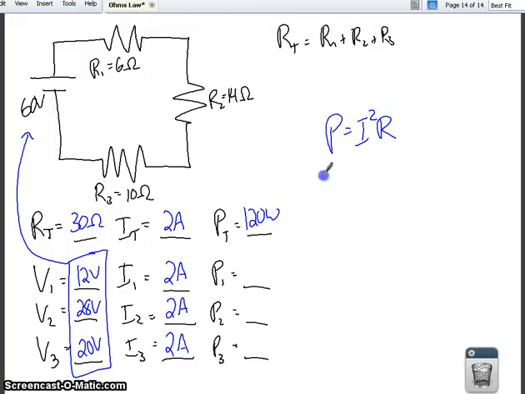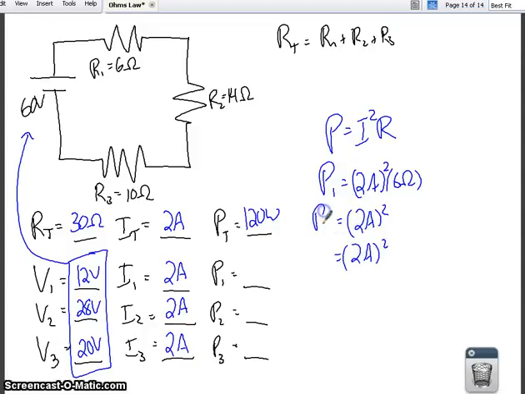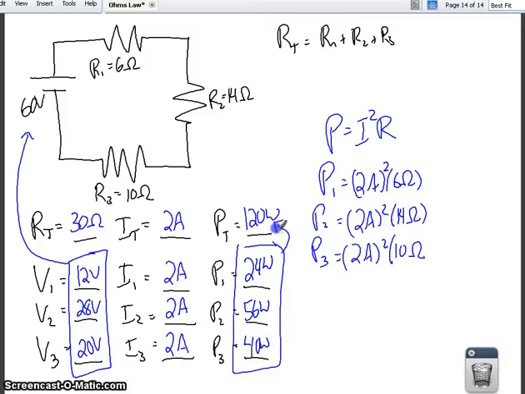So I squared R for P1 is going to be equal to 2 amps, because that's the same throughout, squared, times R, which is 6 ohms. Okay? 2 amps squared. P2, P3, times 14 ohms, times 10 ohms. 4 times 6 is 24 watts. 4 times 14 is 56 watts, and 4 times 10 is 40 watts. If you notice, if you add all these up, you get 120 watts.